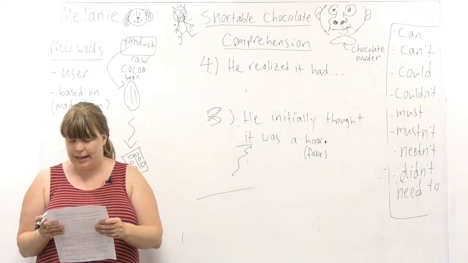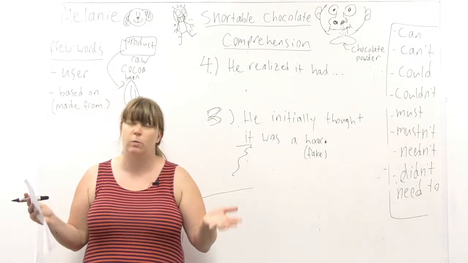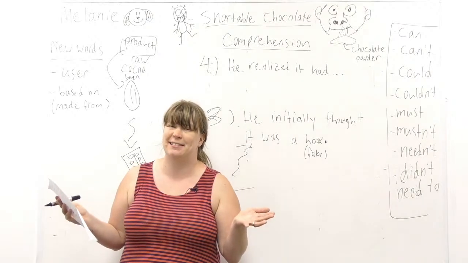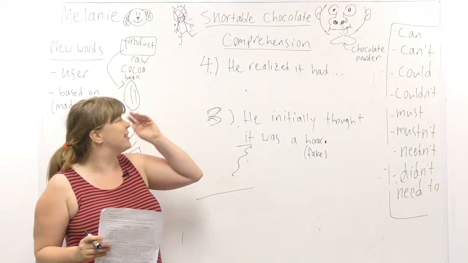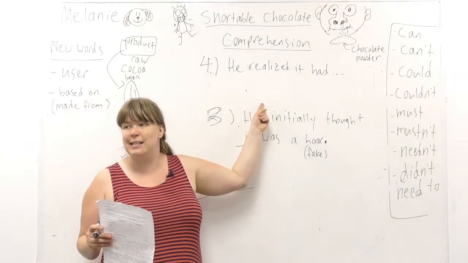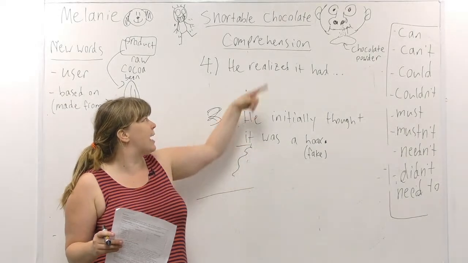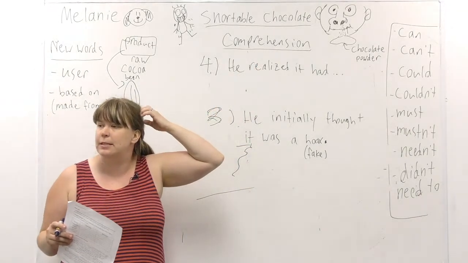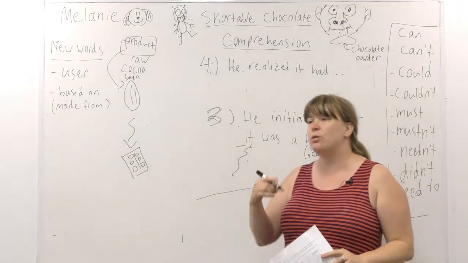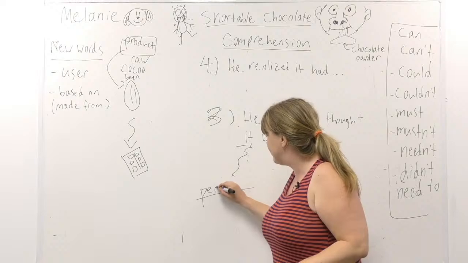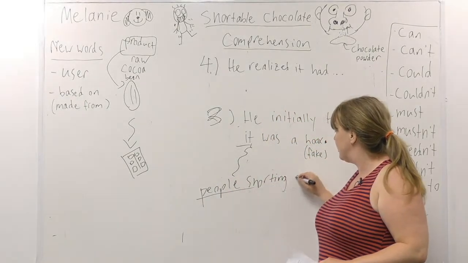So he realized it had prospects. What kind of prospects? What do you guys think? He realized it had. So this one comes first, and then afterwards this sentence comes. Yes, thank you. Good job. Yeah, so people snorting chocolate. Very good, exactly. You got it.